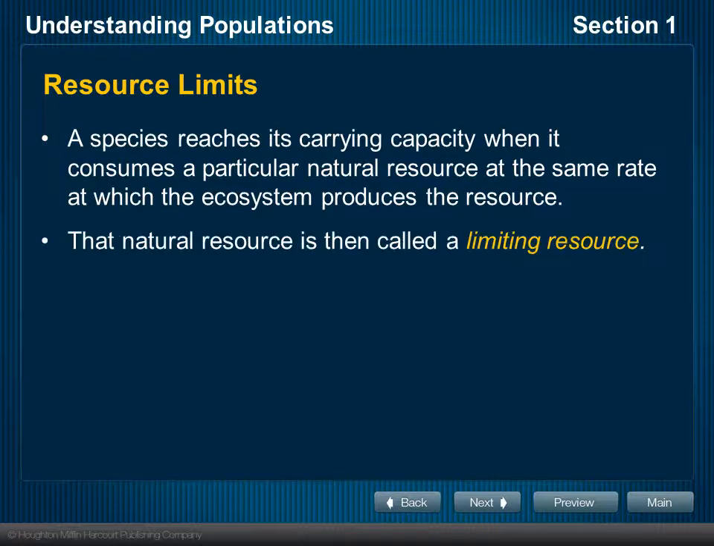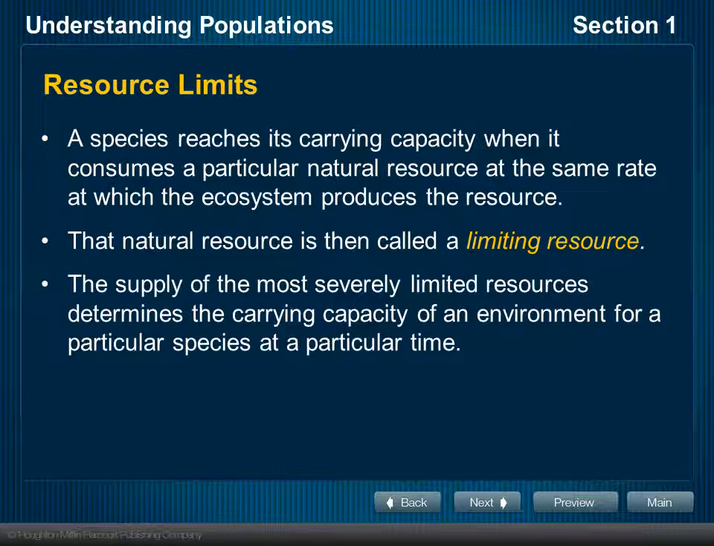Okay. When that happens, we call that resource the limiting resource. Of all the things that could limit the population growth of that particular species, that is the thing. Could be space, could be food, could be water, could be reproductive or breeding opportunities, whatever it is. That ends up being the thing that limits that population, so that population does not go much above where it's at. We call it the limiting resource.